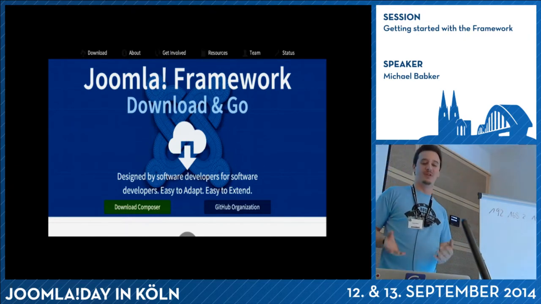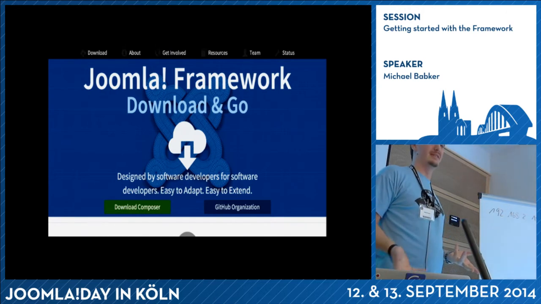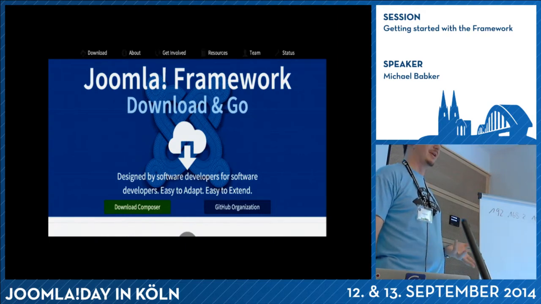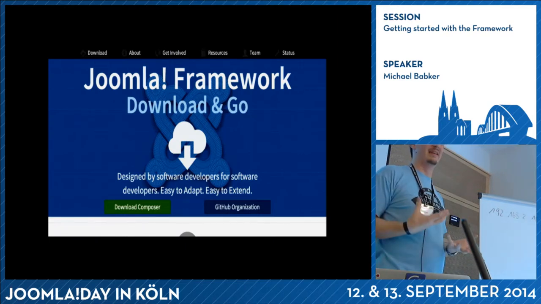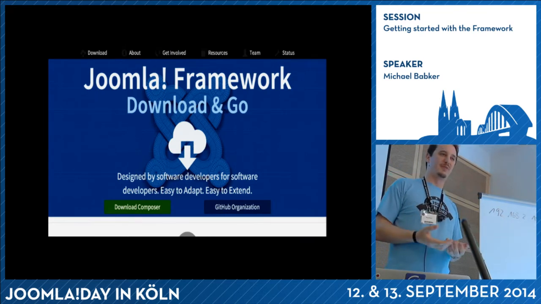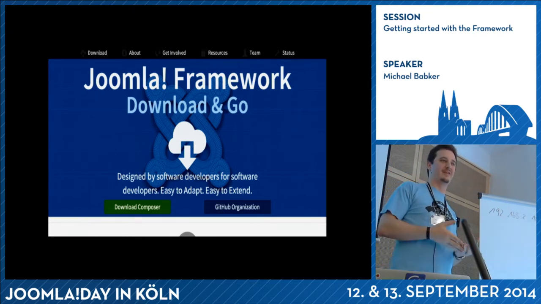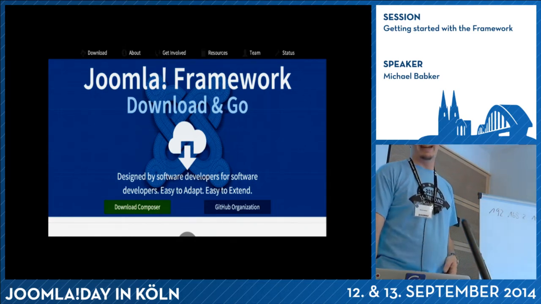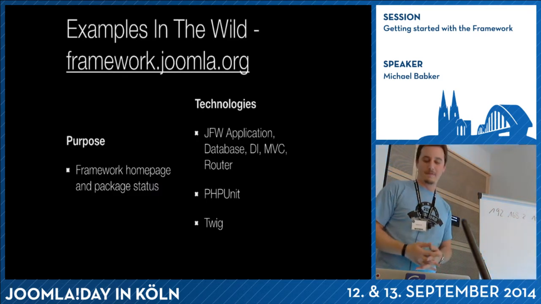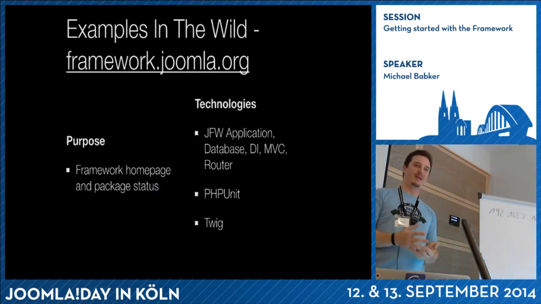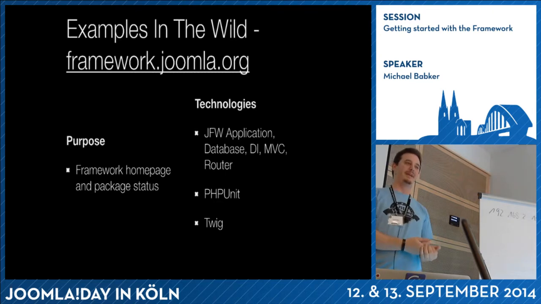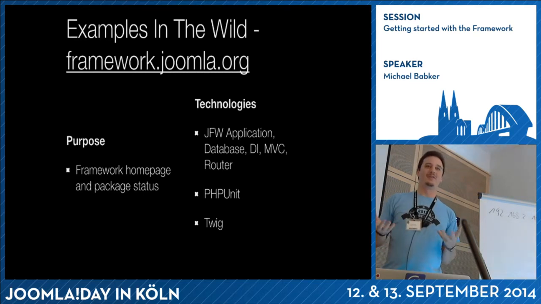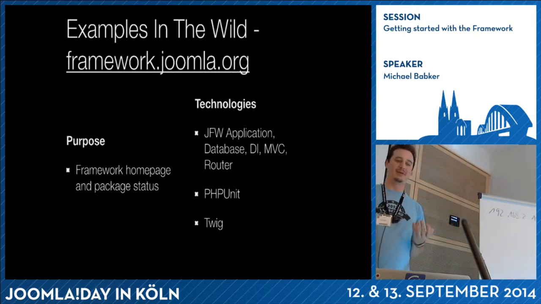Some examples that are out in the wild right now. First one is the framework.joomla.org site. It's a very, very basic build, mostly because I needed a place to show some of our unit reporting statistics, and we didn't have anywhere else to easily do this. The rest of the site is basically static HTML for what it's worth. It's built using the framework's application package, the database package, dependency injection, model view controller, and the router. The very basics that you would probably need to build a basic application.